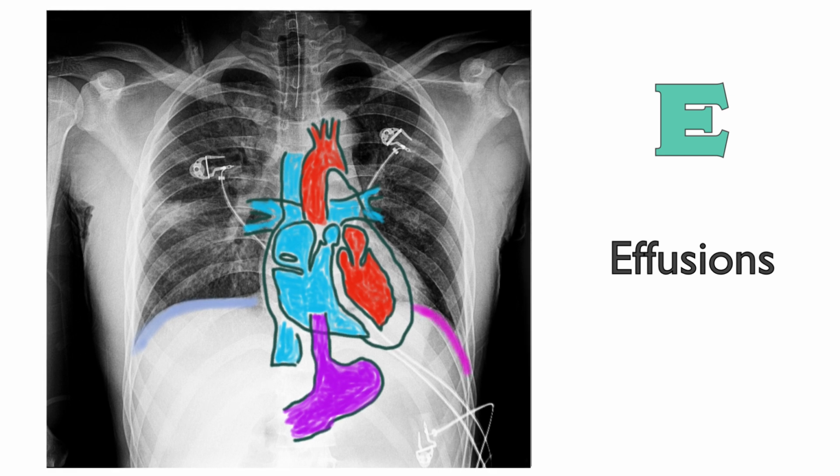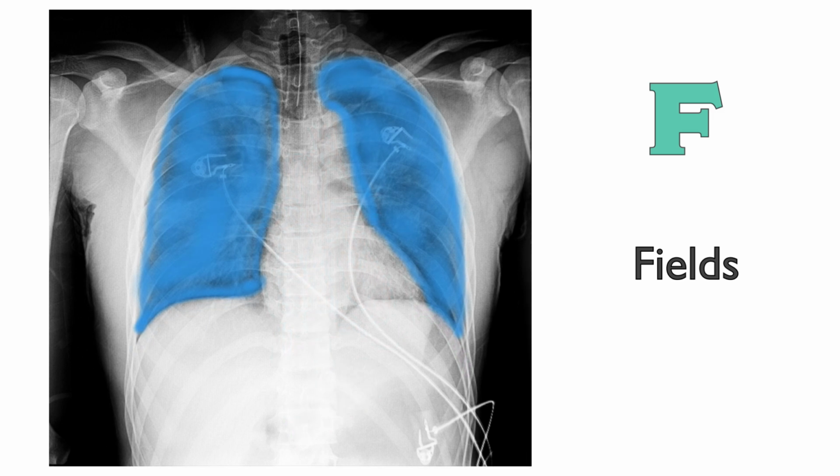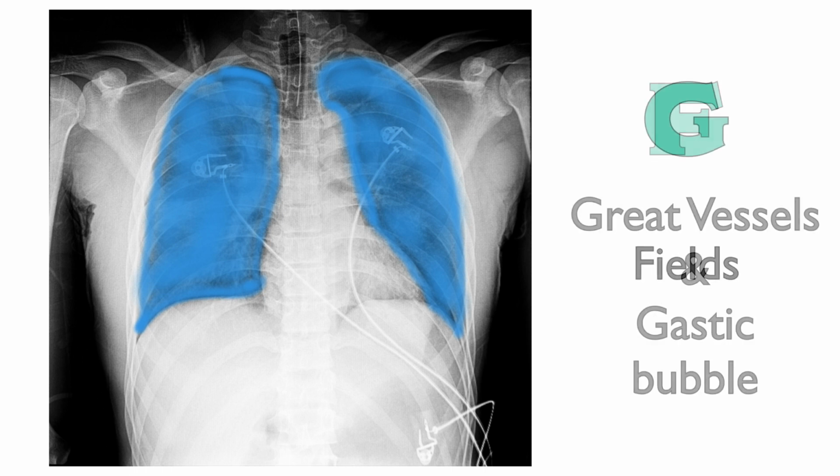Next, you want to look at the costophrenic angles to assess for effusions. If the angles are blunted, this is suggestive pleural effusions are present. F is for the fields of the lung. You want to scan the lung fields for infiltrates, masses, consolidations, or pneumothoraces. You need to check if there's any thickening of the fissures.